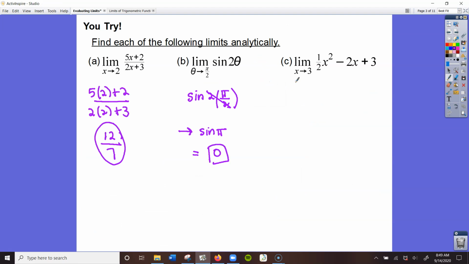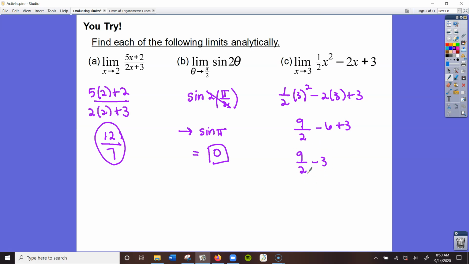For this last one, we're going to plug in x is equal to 3. So we have 1/2 times 3 squared minus 2 times 3 plus 3. 3 squared is 9, divided by 2 is 9 over 2, minus 6 plus 3. This will then give us 9 over 2 minus 3.